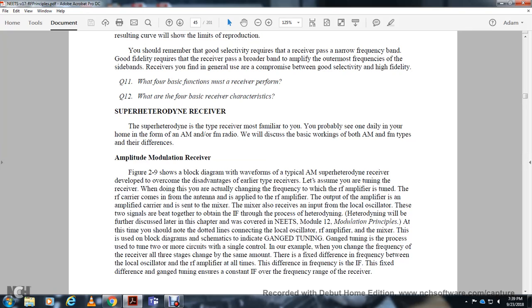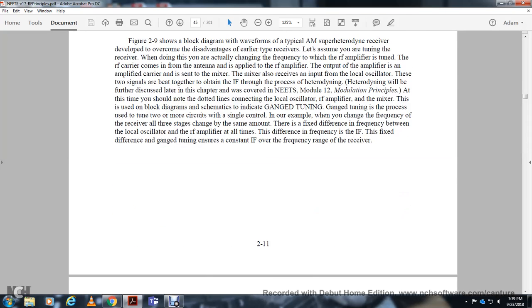At this time, you should know the connections of the local oscillator, radio frequency amplifier, and mixer in the block diagram, which indicates gang tuning. Gang tuning is the process of controlling two or more circuits with a single control. In our example, when we change the frequency of the receiver, all three stages are changed by the same amount, keeping a fixed difference frequency between the local oscillator and radio frequency amplifier at all times. This fixed difference is the IF.